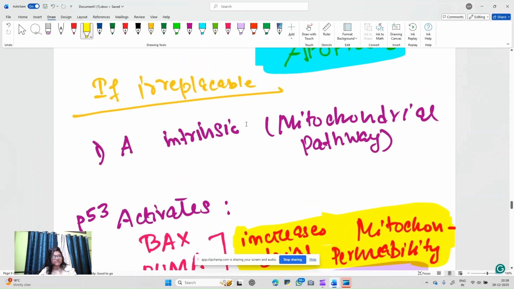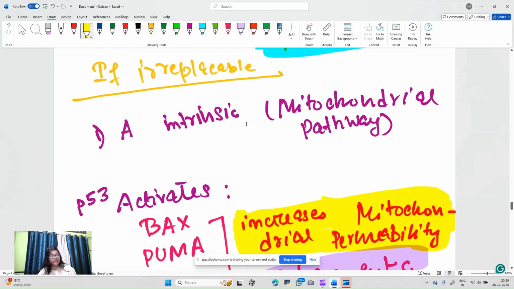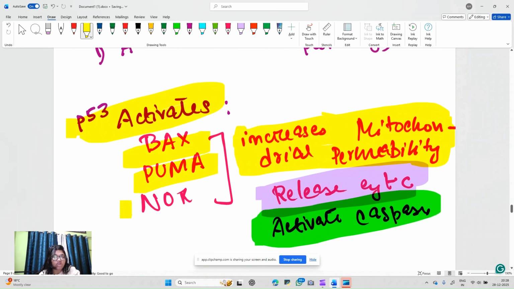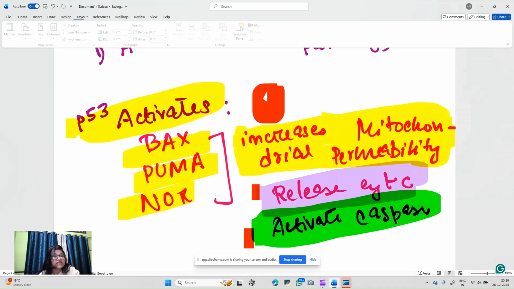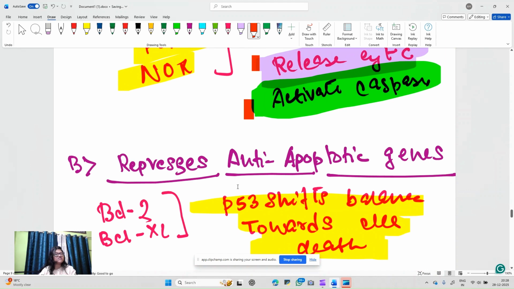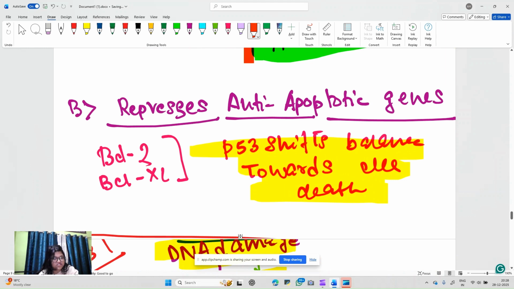Then we will study apoptosis, which is if the damage is irreparable, then the number one mechanism is the intrinsic mechanism, which is the mitochondrial pathway. What happens? P53 gets activated, then Bax, Puma, and Noxa get activated, and increase mitochondrial permeability. These all are functions basically. Number one function, number two function, and number three function. It increases mitochondrial permeability. Then it releases cytochrome C. It activates caspases. Caspases play a very important role in apoptosis. Then it represses anti-apoptosis genes.